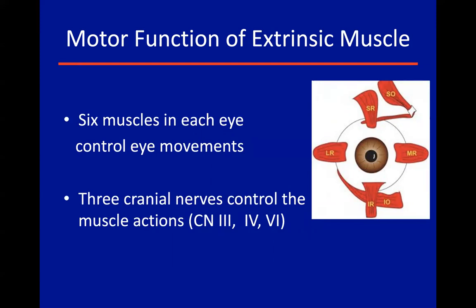There are also 3 cranial nerves that also control the muscle action. Cranial nerve 3, 4, and 6. The way to remember which muscles they supply, just always remember the 4 is SO4, superior oblique, so SO4, and the 6 is LR6. All the other muscles are controlled by the cranial nerve 3. That's how you remember them. SO4, LR6, and the rest are by the cranial nerve 3.